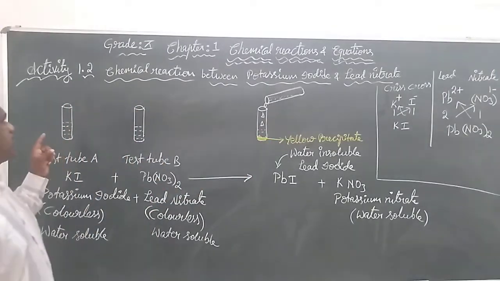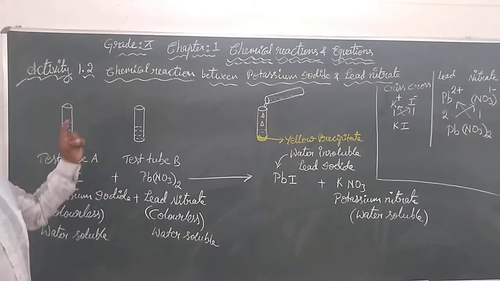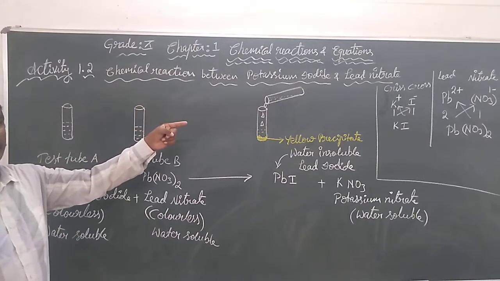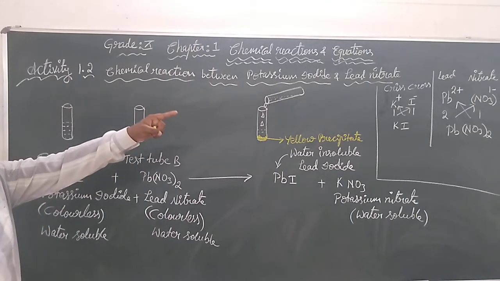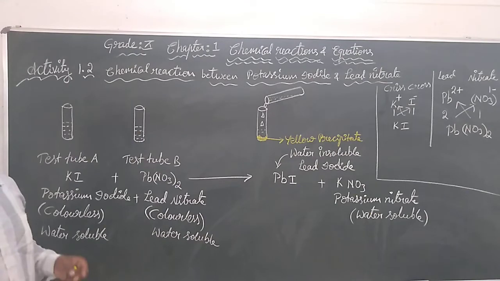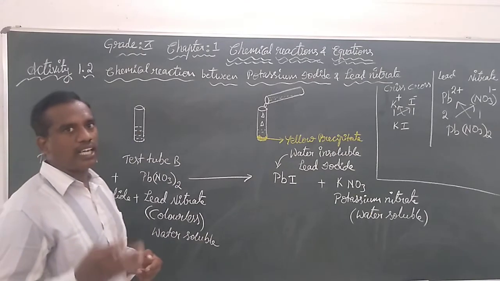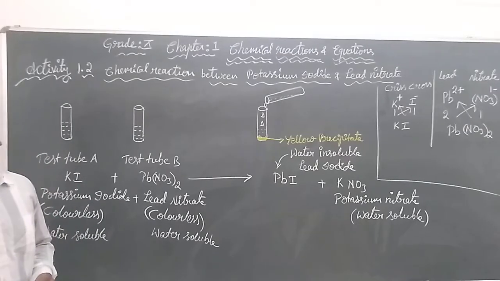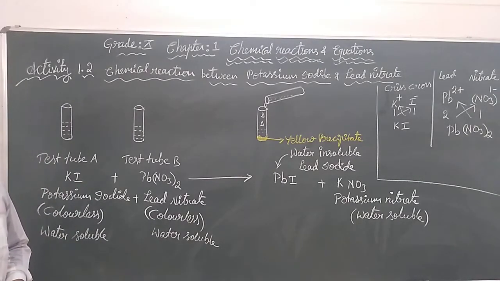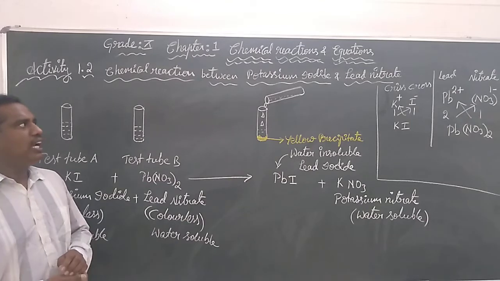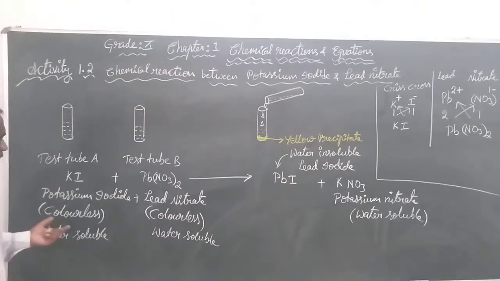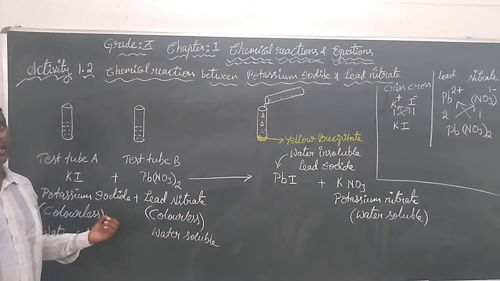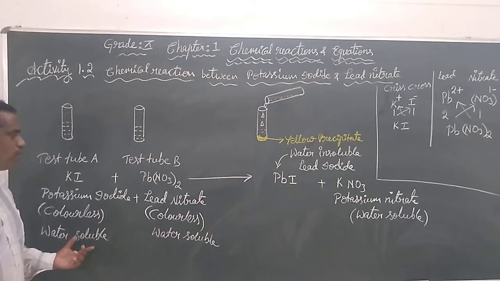Now our activity 1.2 in chapter number 1, the second activity, is to study the chemical reaction between potassium iodide and lead nitrate. These are salts. A salt is a neutral substance that is generally soluble in water. There are many kinds of salts. In this case, potassium iodide is a water soluble salt. Hence, it is colorless.